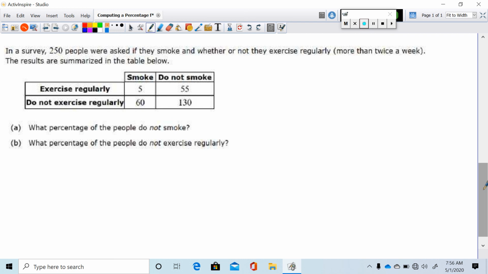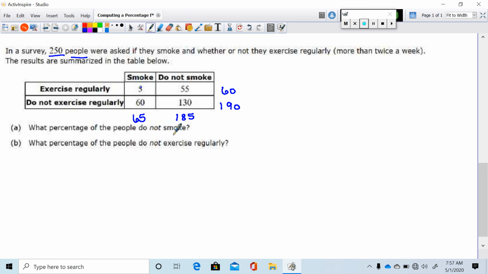In the survey, 250 people were asked if they smoked and whether or not they exercised regularly more than twice a week. The results are summarized in the table below. Okay, so for those that exercise regularly, we have 55 and 5, so we've got 60. For those that do not exercise regularly, 60 and 130 is 190. For those that smoke, you're adding up and down. 5 and 60 is 65. For those that do not smoke, up and down, 55 plus 130 is 185.